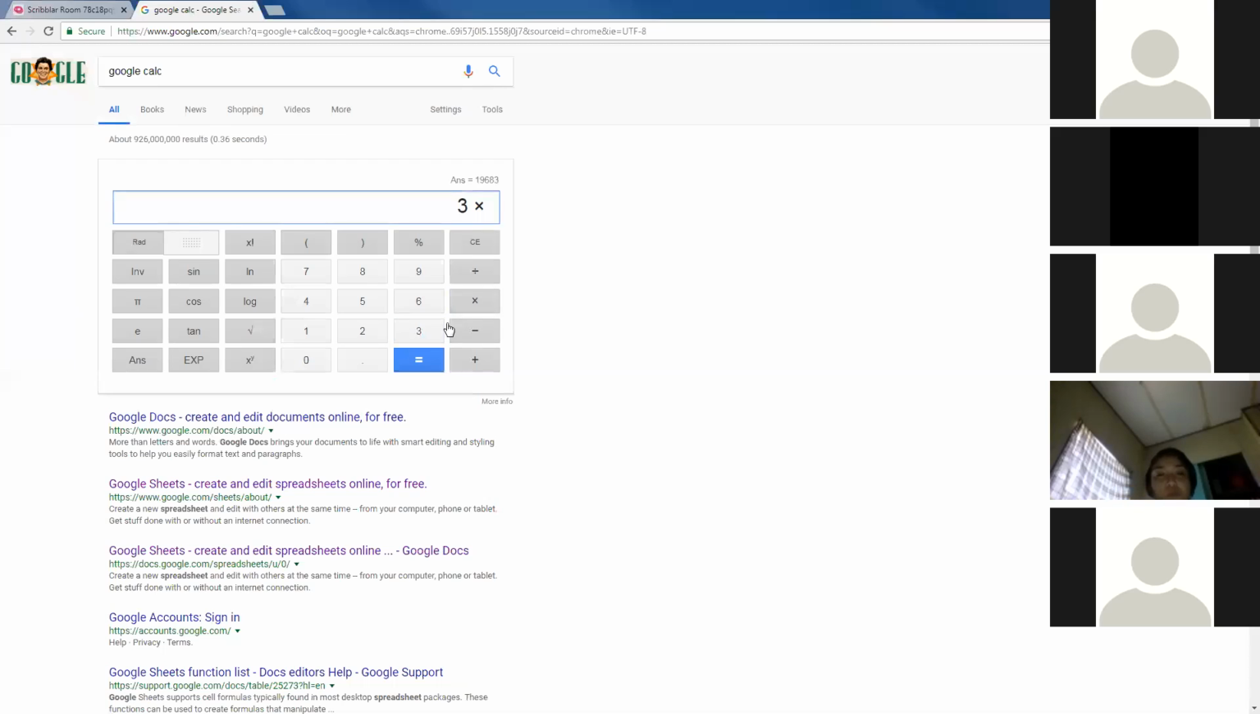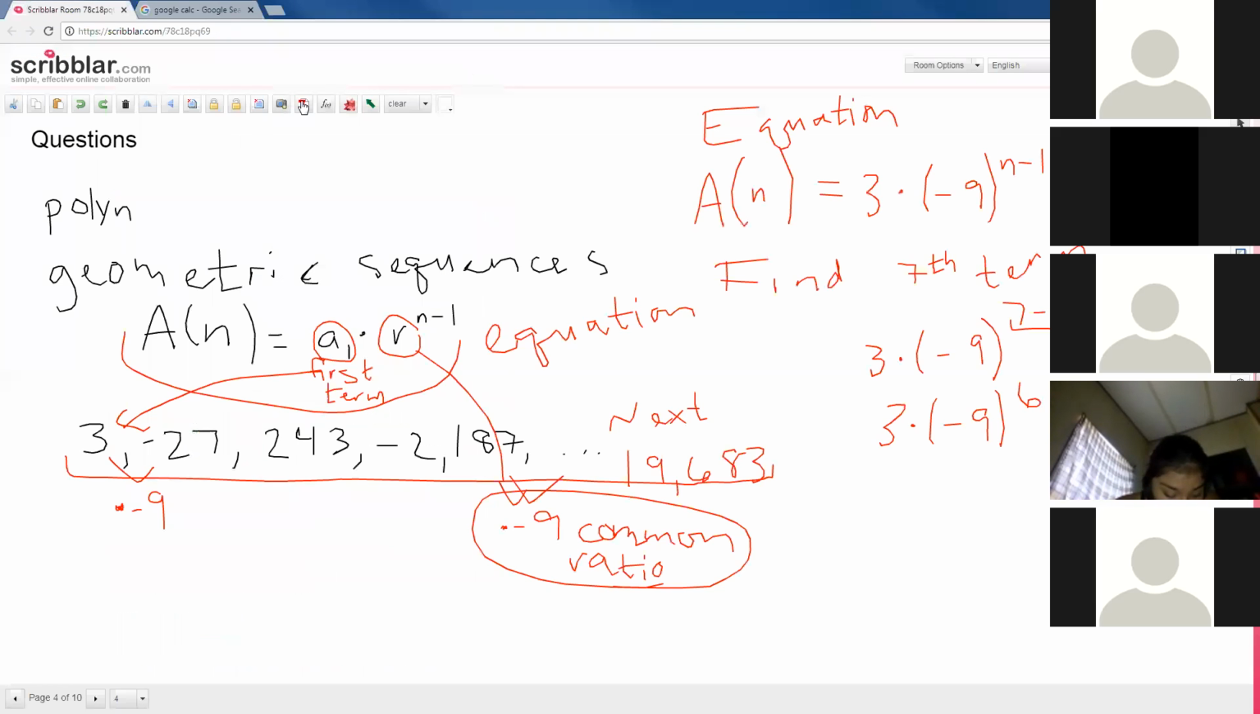So 3 times parenthesis. On Google Calc, you just use the minus sign for negative, so -9. And then on Google Calc, it's this XY. That makes an exponent box for you, and you can type in that 6. Now calculate on Google. So pretty big number. Let's see, 1,594,323.